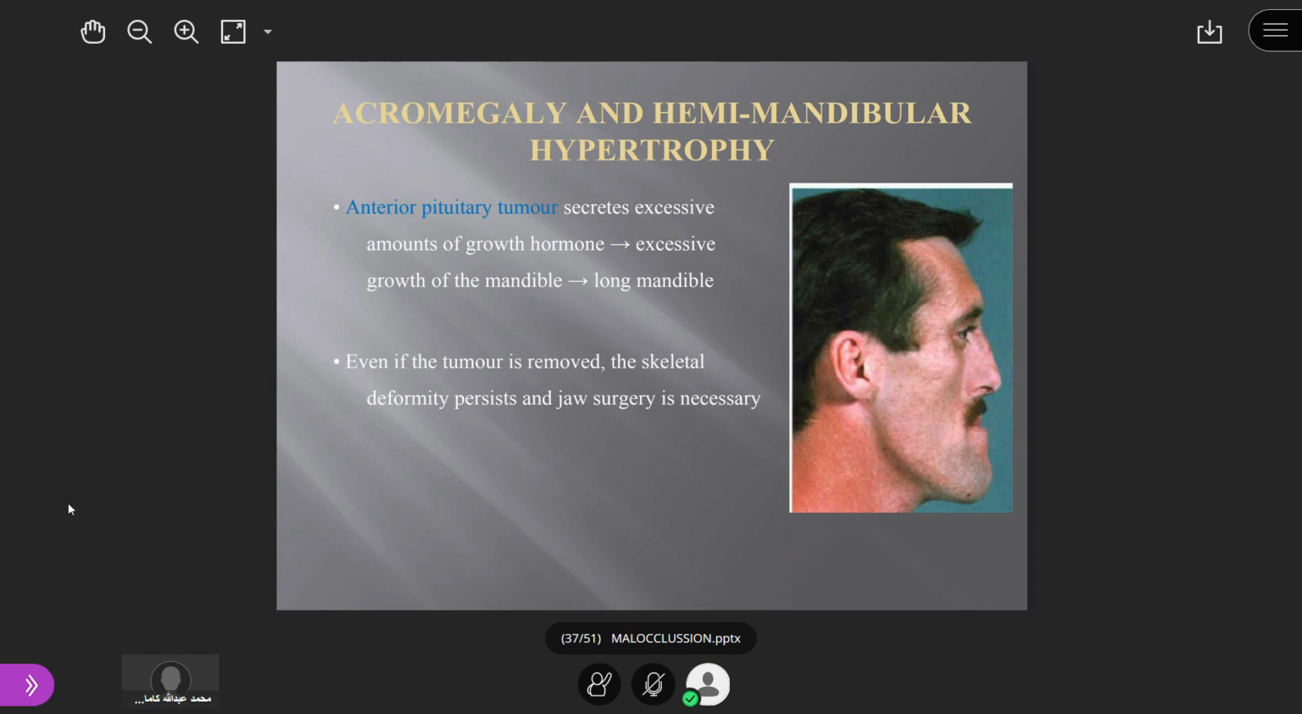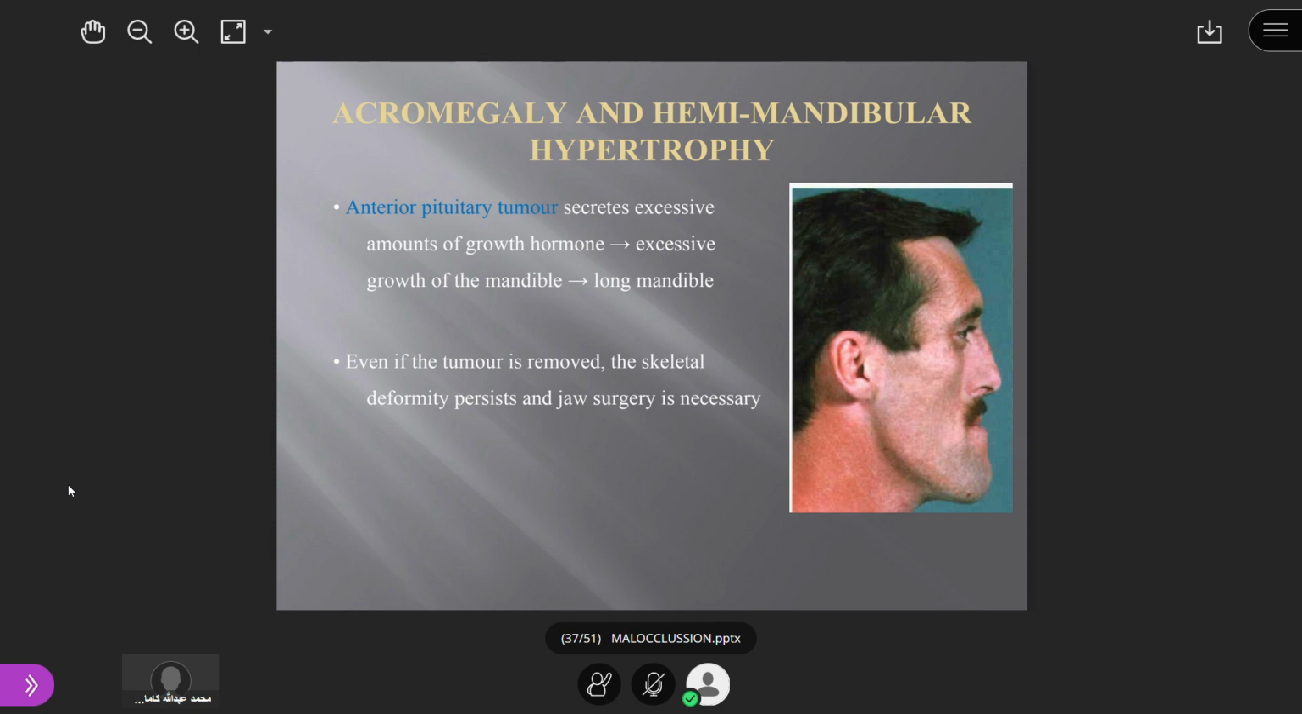This is also considered, but it is a genetic disorder, acromegaly and hemimandibular hypertrophy, right? As the name suggests, there is one-sided mandibular increase in length. The cause is basically an anterior pituitary tumor. Why is the anterior pituitary tumor causing this hypertrophy or overgrowth? Because it secretes growth hormone. Due to the presence of the tumor, it results in excessive secretion of growth hormone, resulting in excessive growth of the mandible and a long mandible.